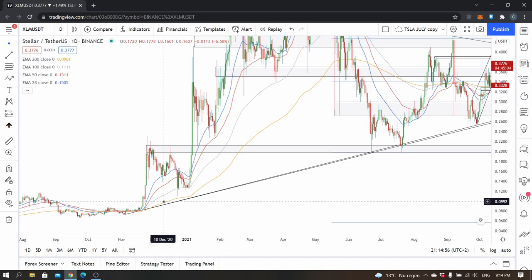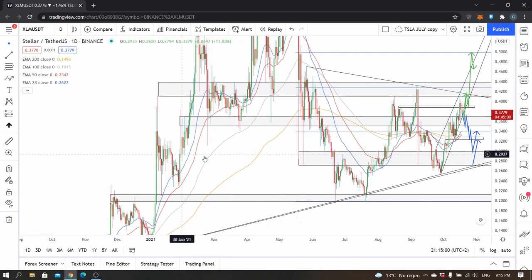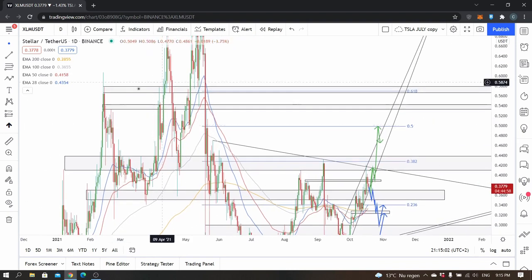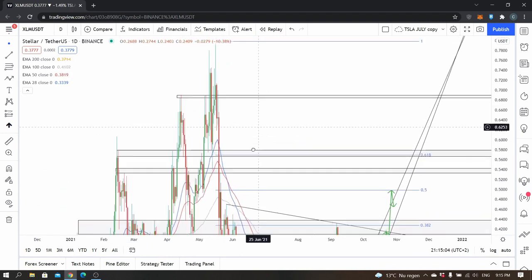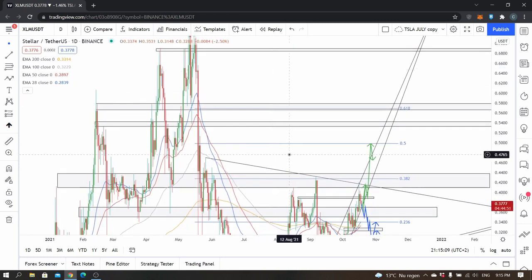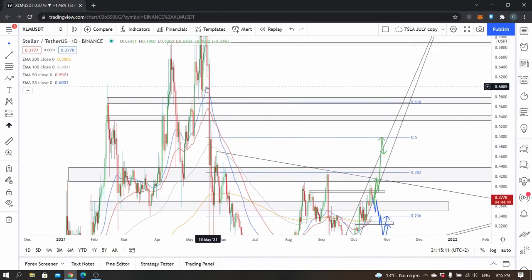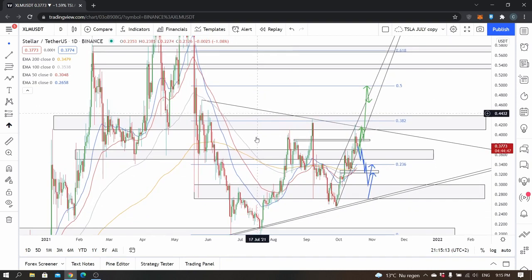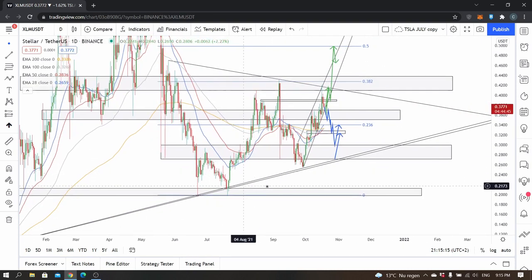So Stellar has been around for quite a while, and at the end of 2020, beginning of 2021, and during the whole bull run at the beginning of this year, price went quite high up until the 80 cents mark. And after that, middle of May, it dropped down quite a bit, and it's now starting to find some more resistance, some more bullish momentum, and at least consolidation.